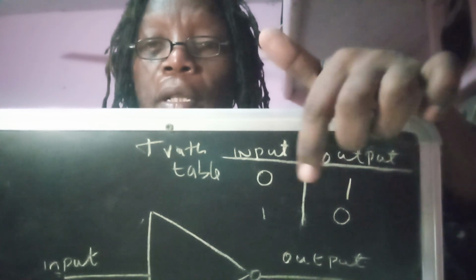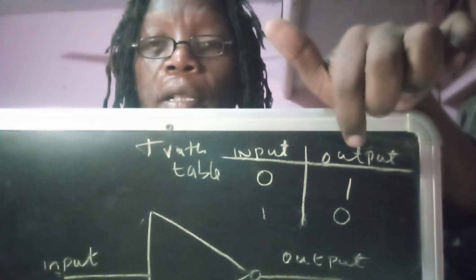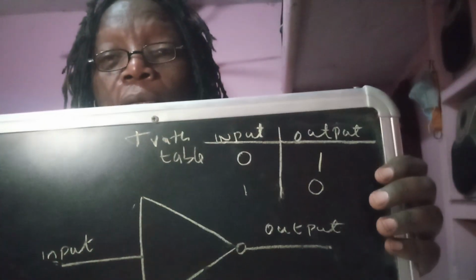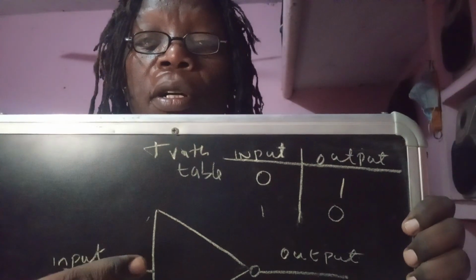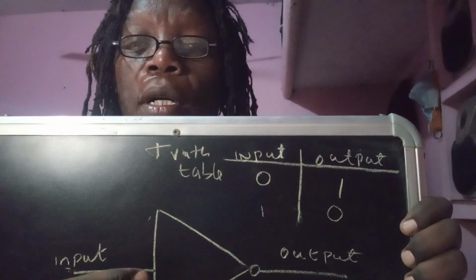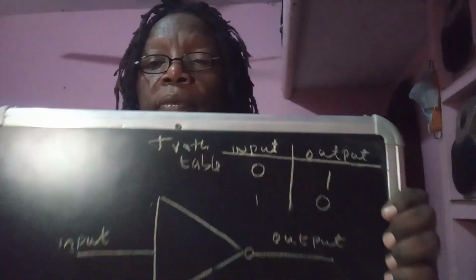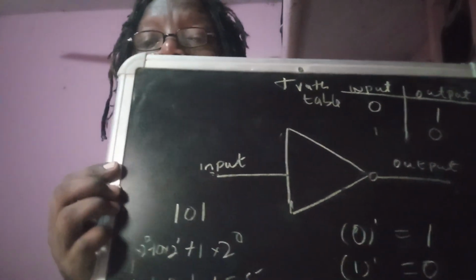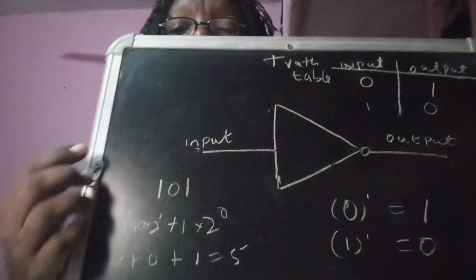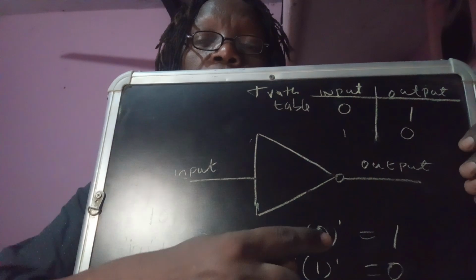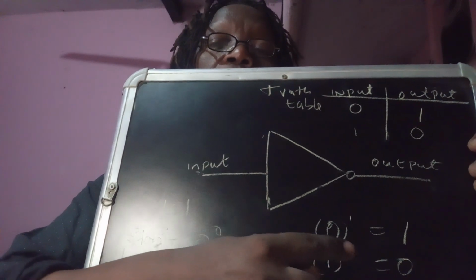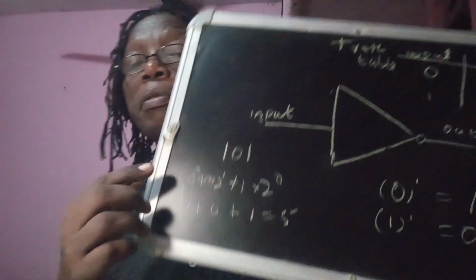So you can see this input here, it looks flipped. Okay, input 0, output 1, input 1, output 0. And down here I've done the maths, like 0 prime is 1 and 1 prime is 0. Boolean algebra, you know what that is.